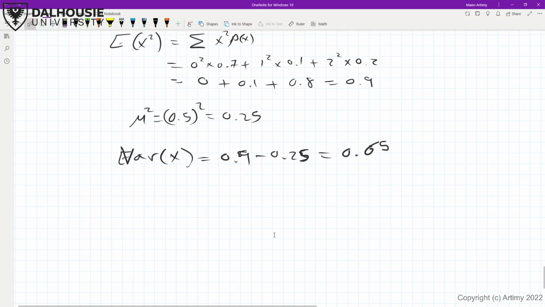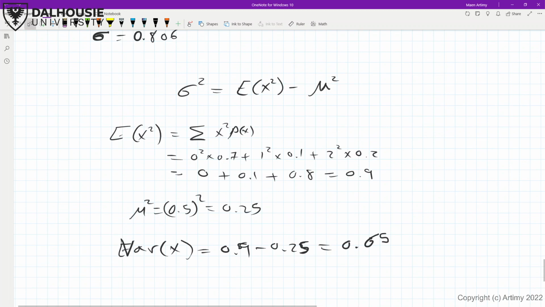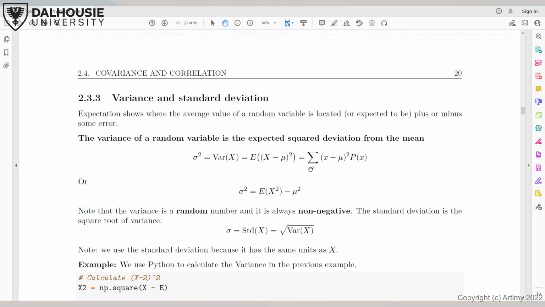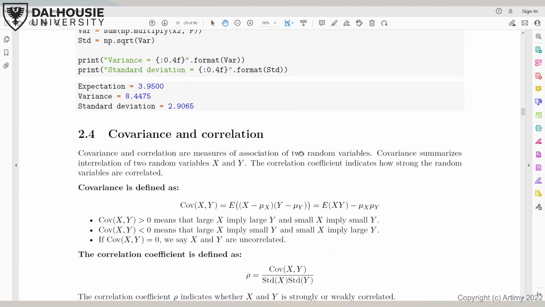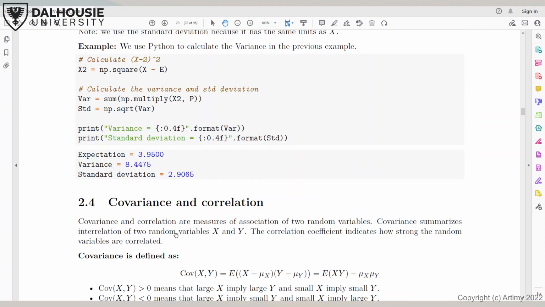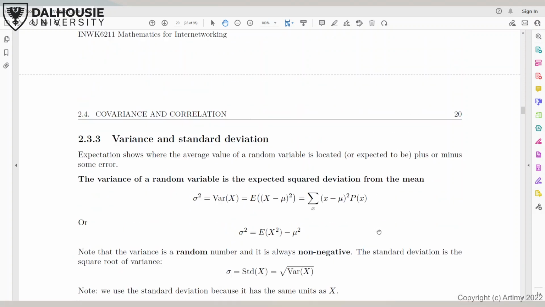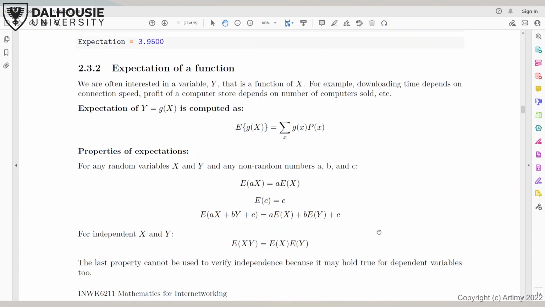Now you'll find that actually this formula is easier, right? So it's easier than the subtraction. Okay. Before I get to the topic of covariance, let's go back to the expectation of a function.